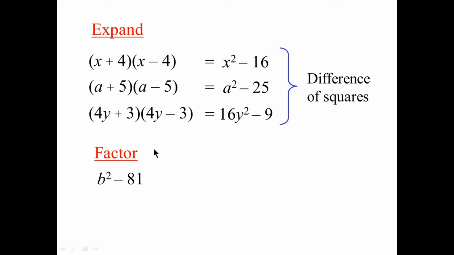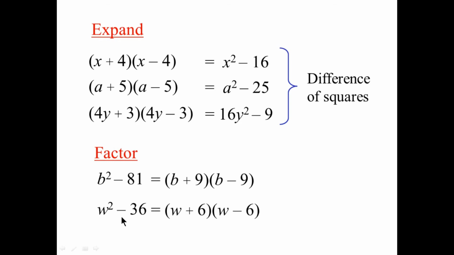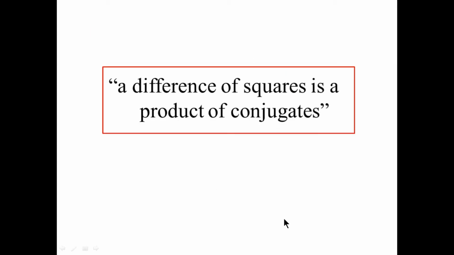One needs to know their times tables well enough to know that 9 times 9 is 81, so 81 is 9 squared. And if one knows that, then factoring it becomes an easy matter. It's just b minus 9 times b plus 9. Look at this. Factoring this becomes an easy matter. W minus 6 times w plus 6 in either order. Memorize: a difference of squares is a product of conjugates.